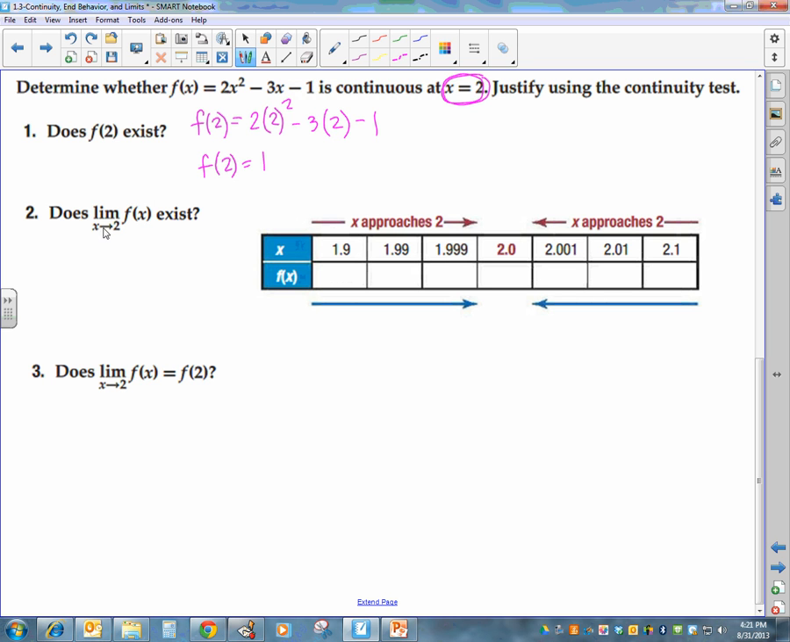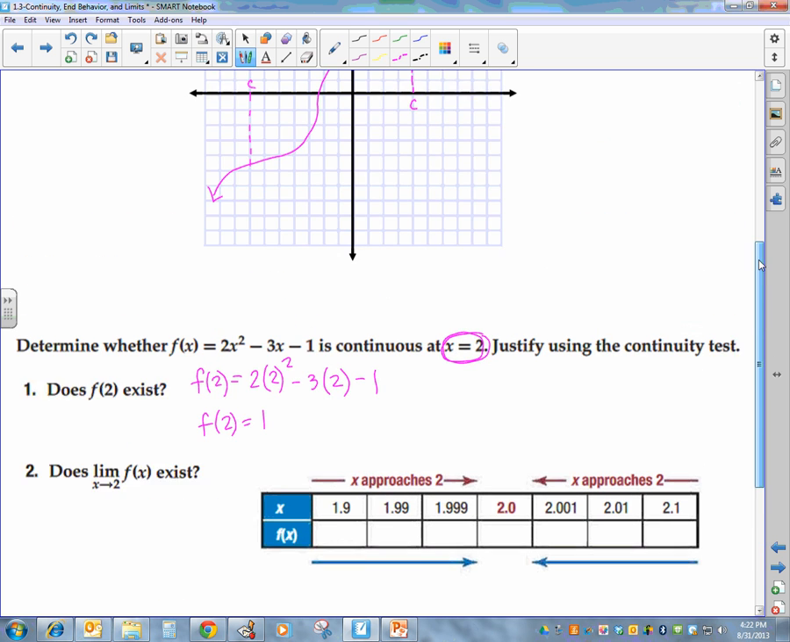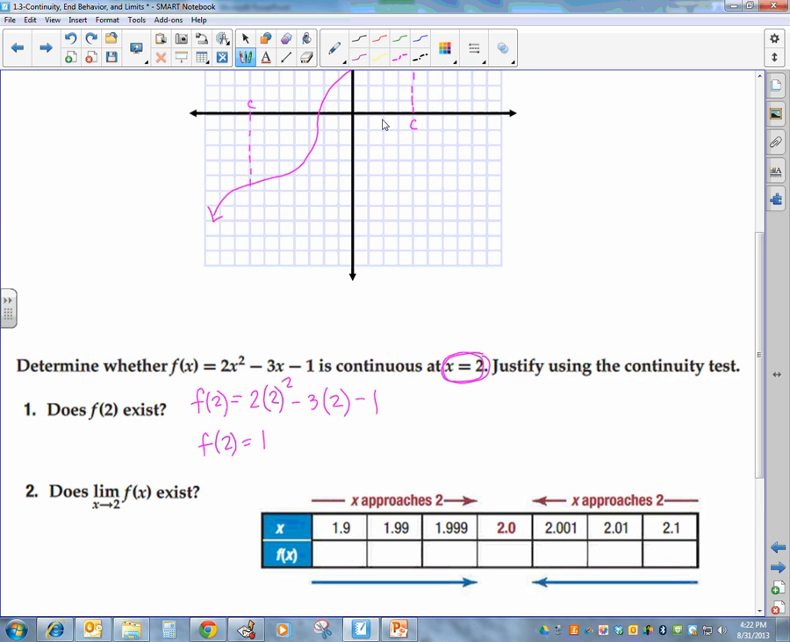Now, does the limit at 2 exist? Okay, a couple of things you're doing. What we were trying to do, as I showed you on this graph right here, for this particular problem, is find out what happens as we get closer and closer to 2 on both sides.